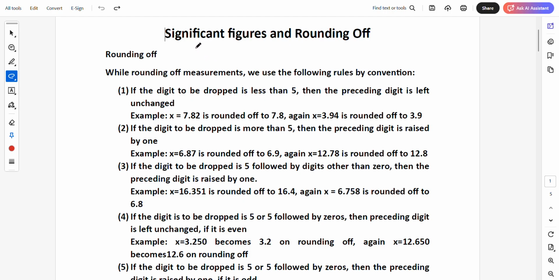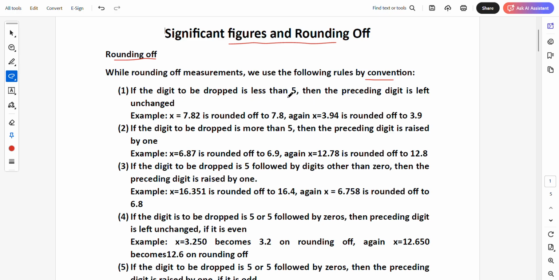Today we'll be discussing significant figures and rounding off, which comes under the topic units and dimensions. We will first learn what is meant by rounding off. While rounding off measurements, we use the following rules by convention. Kindly note down each and every rule so that you can understand very clearly.